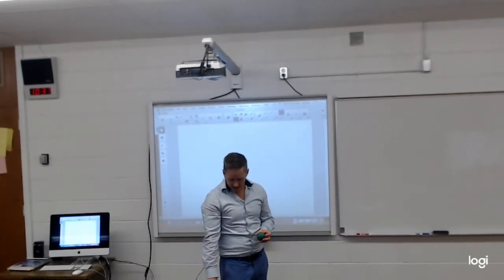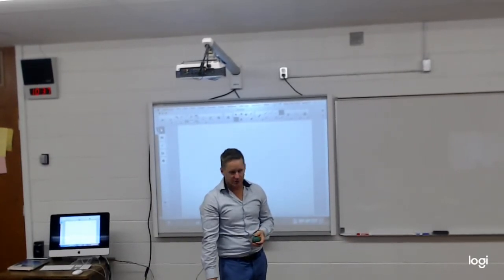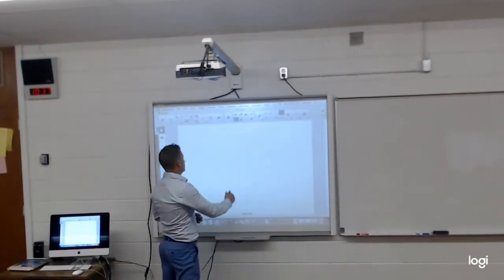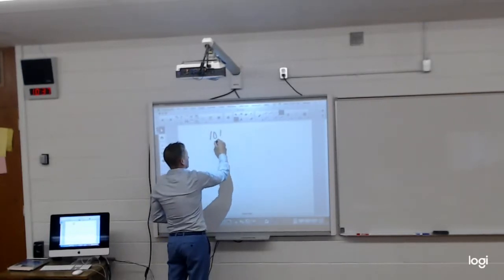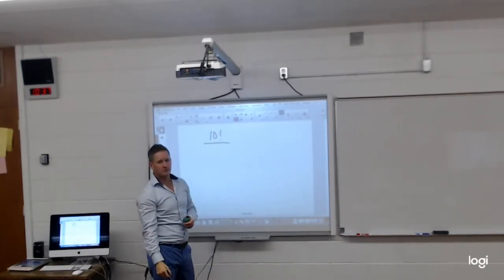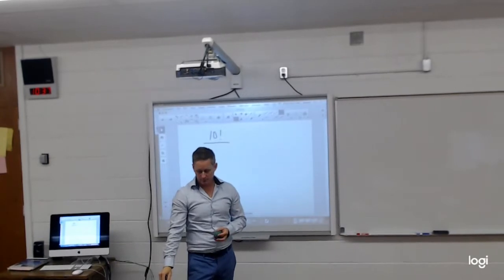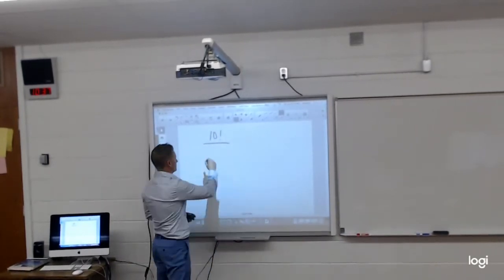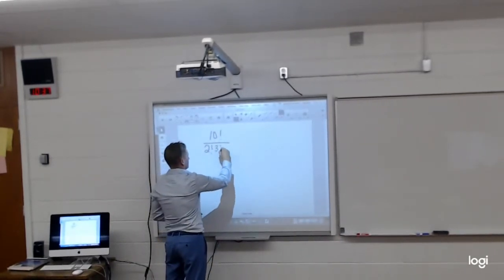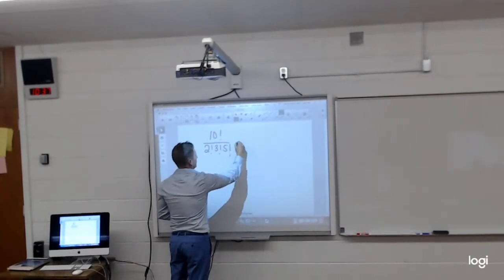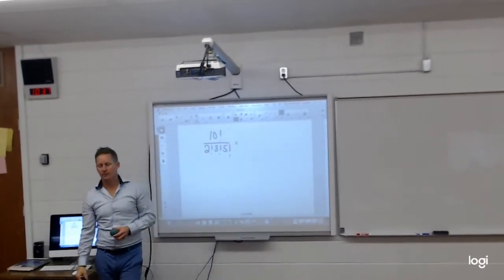Take a look at the example 1, page 100. How many different arrangements are possible? So you have those 10 objects there, right? So how many arrangements are possible? 10 factorial over 2 factorial, 3 factorial, and 5 factorial. That's right. Okay, without our calculators now.